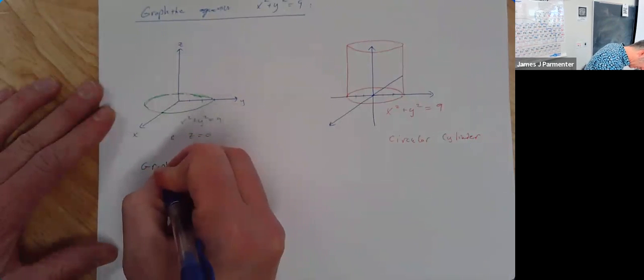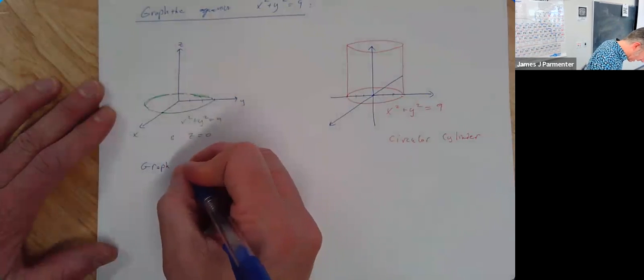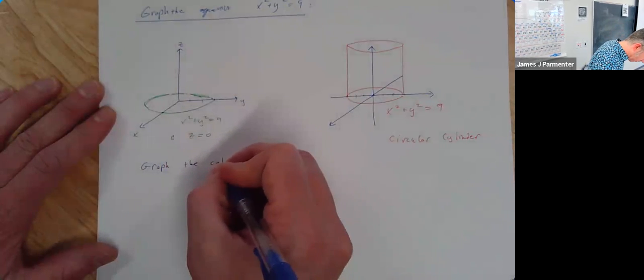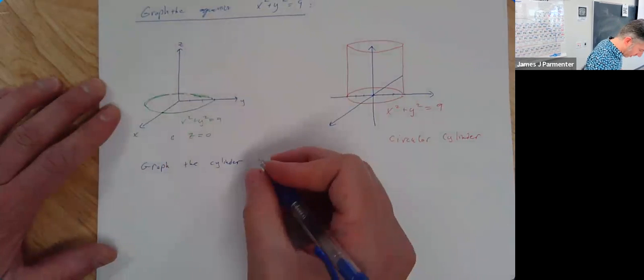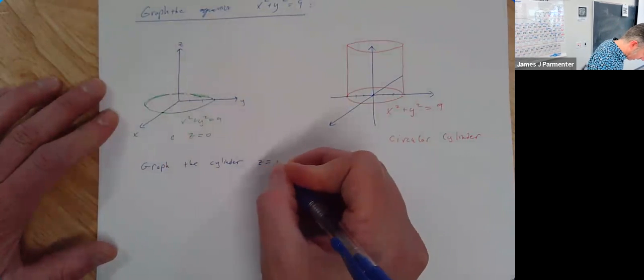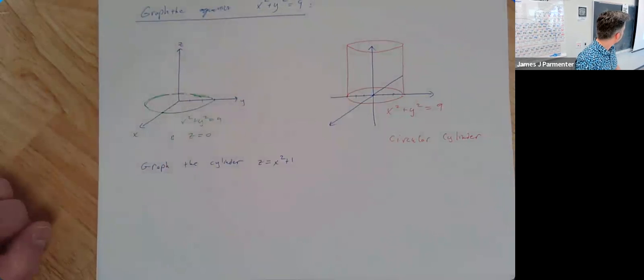So apologies. So let's graph the cylinder. And it is a cylinder, even though it's going to look weird. Z equal to x squared plus 1.